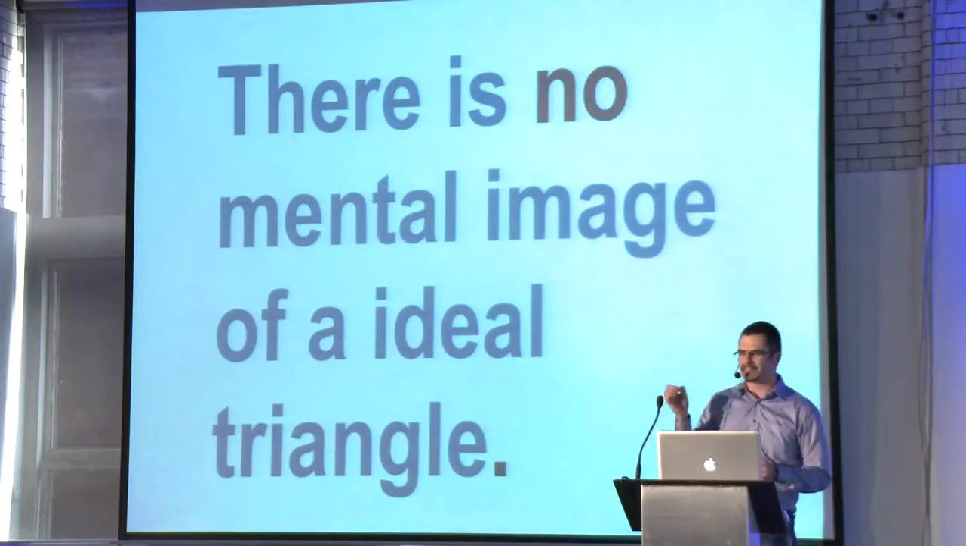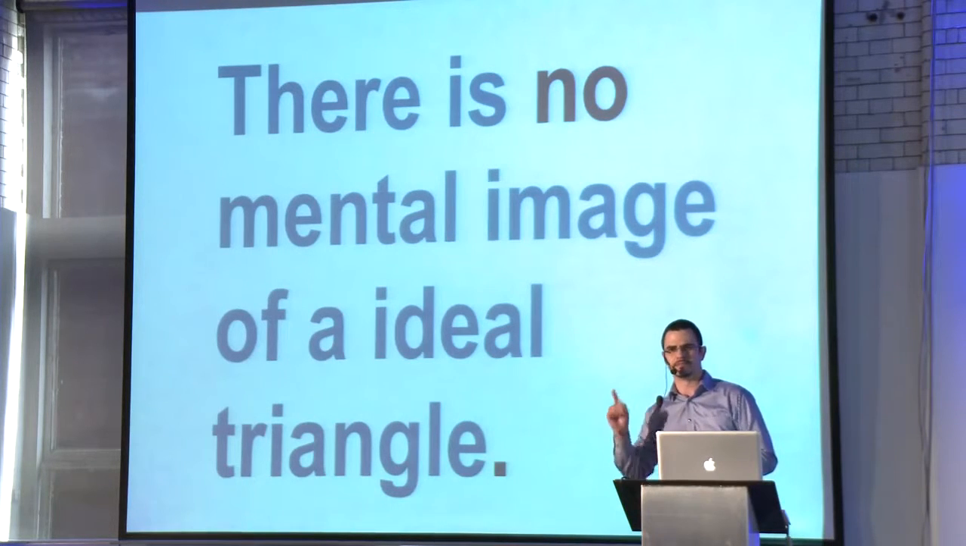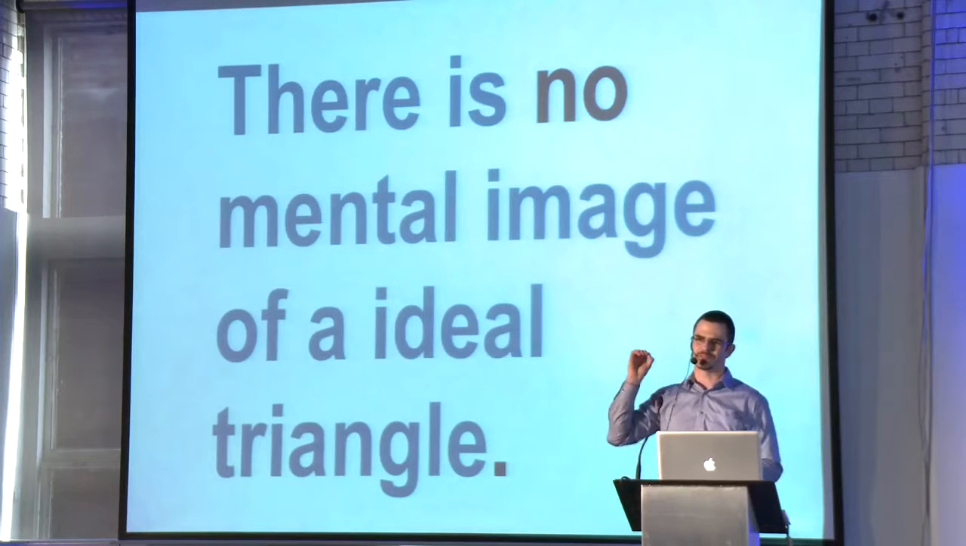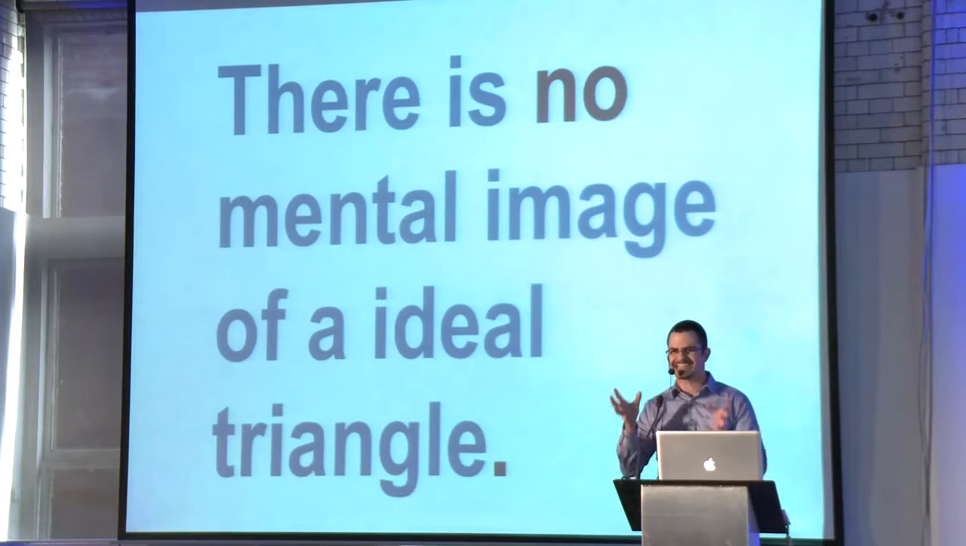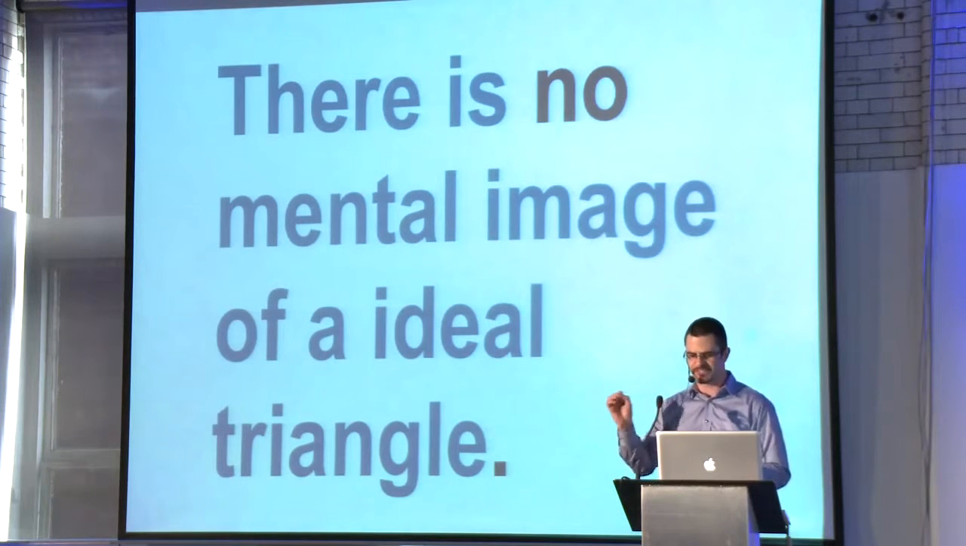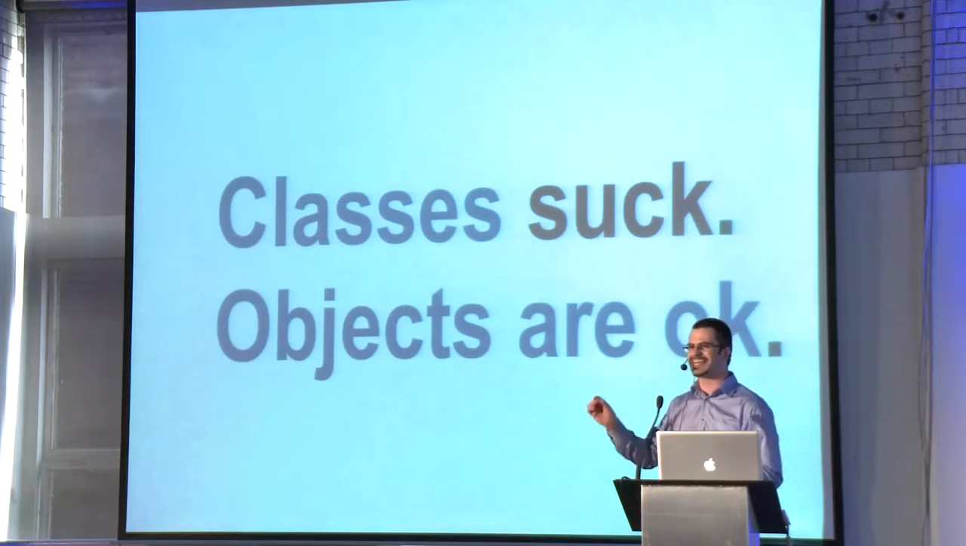And he observed, there is no mental image of an ideal triangle. You all thought of triangles in your head. You know what? They were specific triangles. They weren't general. You can't think of the general form of a triangle. It's always specific. That's why classes suck.